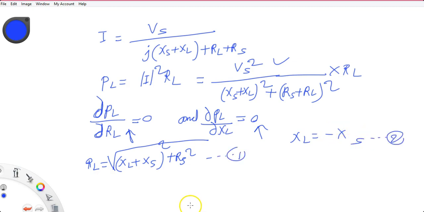If you combine equation 1 and equation 2, just put these values here. So you'll find that RL equal to RS and XL equal to minus XS. So if both the RL and XL are variable, for maximum power transfer, ZL is equal to ZS conjugate. Clear? That is, for maximum power transfer, load impedance is the complex conjugate of source impedance.